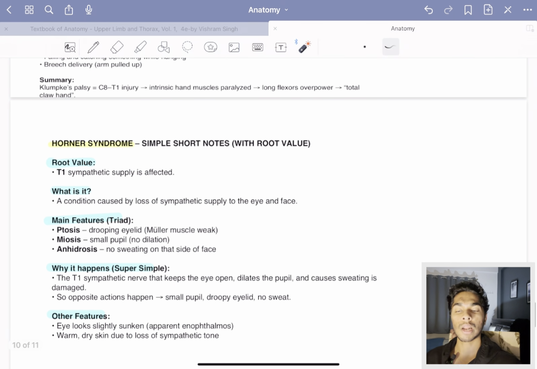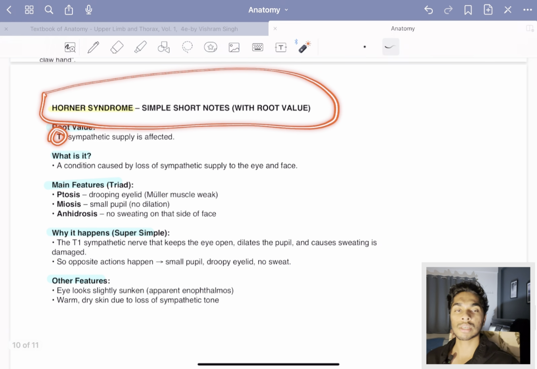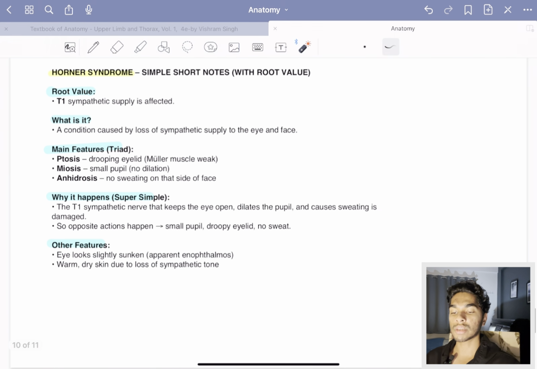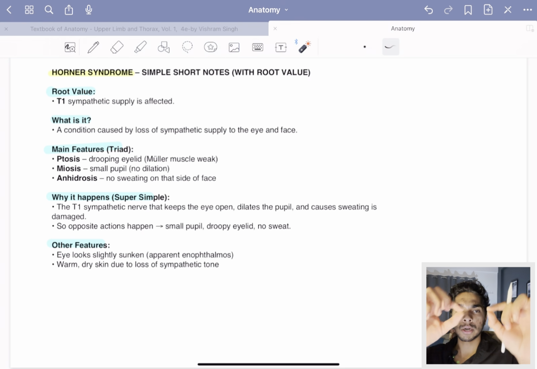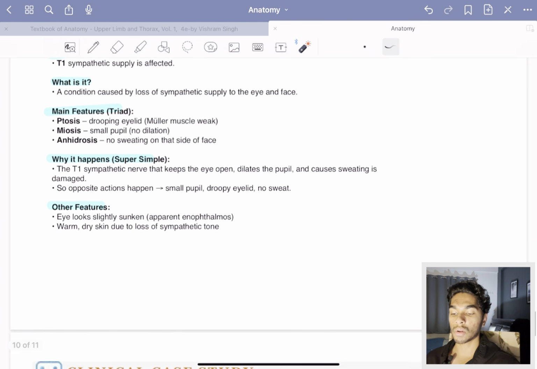Now with Klumpke's paralysis, there's one more syndrome known as Horner syndrome. It happens when T1 is affected. Basically, your lower plexus injury itself happens when T1 is affected. It has a triad. Remember, ptosis, miosis, and anhidrosis. Ptosis is drooping of your eyelid, and miosis is basically a small pupil, no dilation. And anhidrosis is no sweating on the face on the affected side. Why it happens is given. Other features are also given.